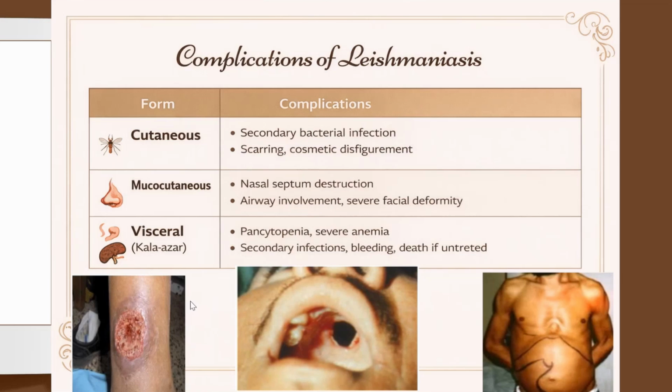And there's the other form, called the mucocutaneous. As you can see here, the septum, the palate, the mouth is pierced and destroyed, and it will cause facial deformity. It will affect, of course, the ear, nose, and throat system. It could cause recurrent infections and so on.